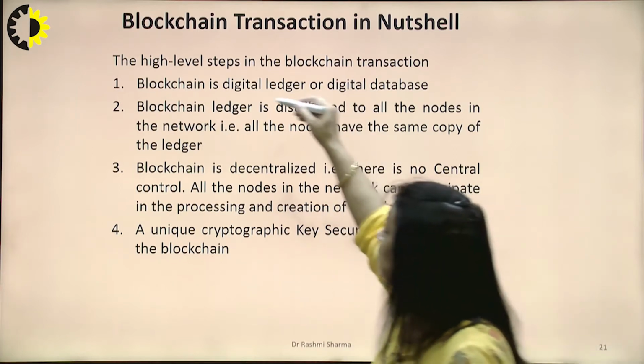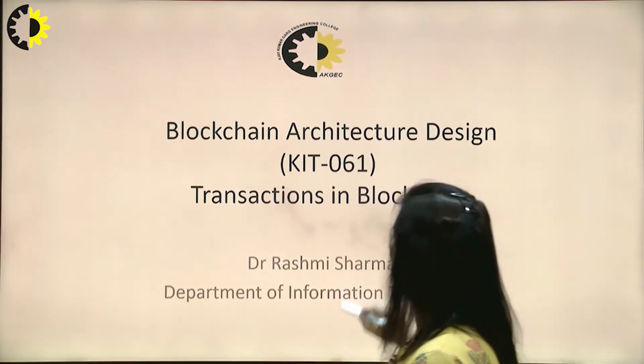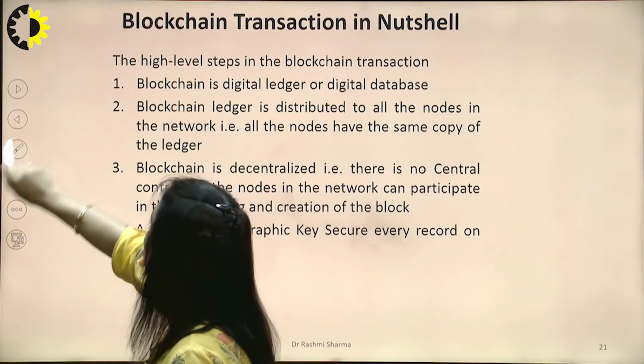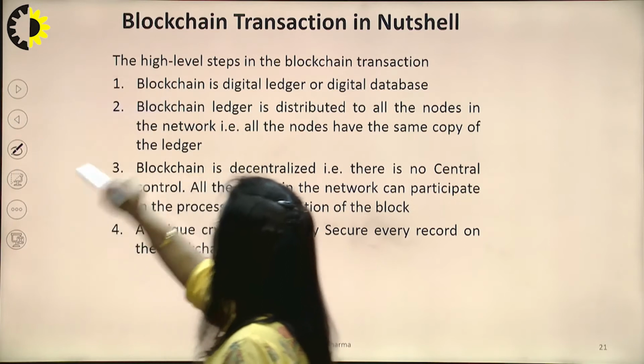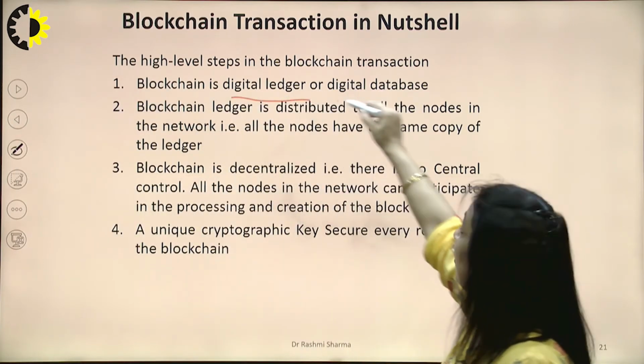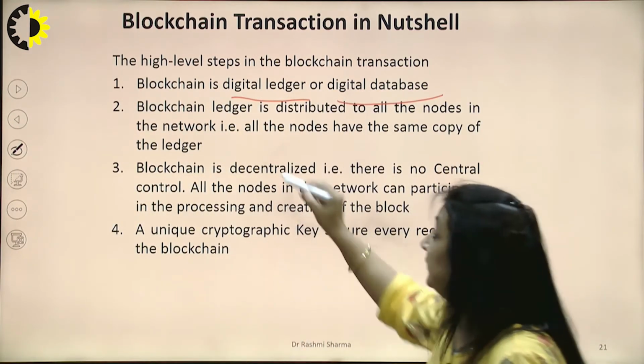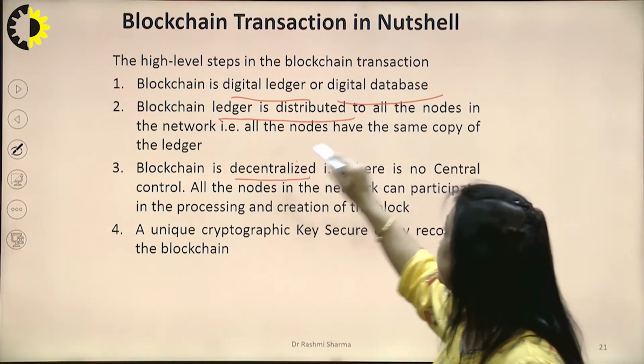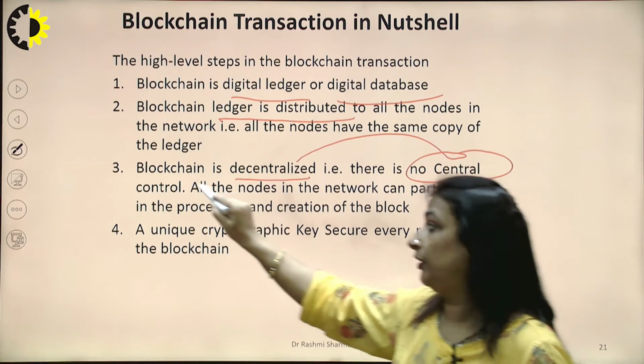So the first point was the digital ledger or the digital database. Then second, the ledger is distributed. Third, the ledger is decentralized, which means we don't have any central authority control.